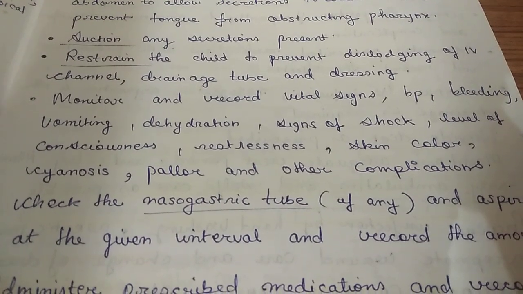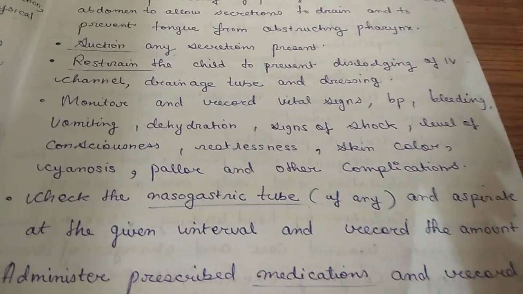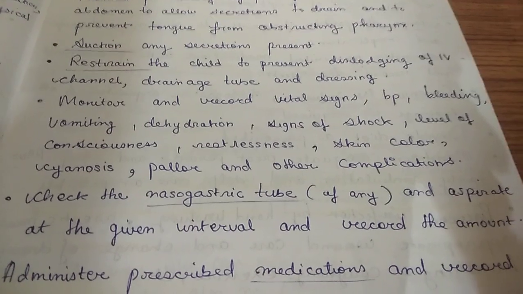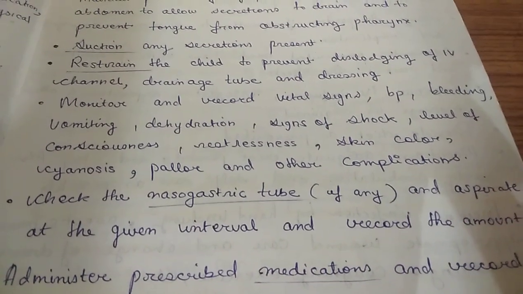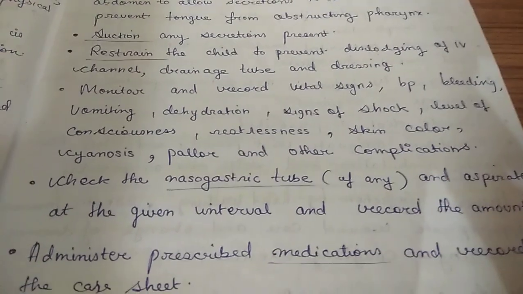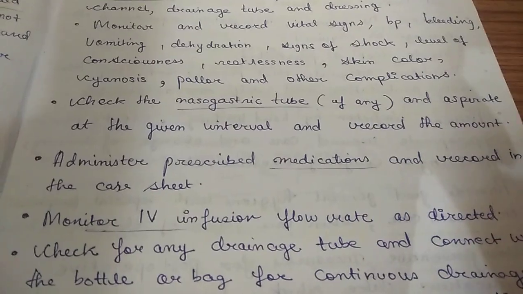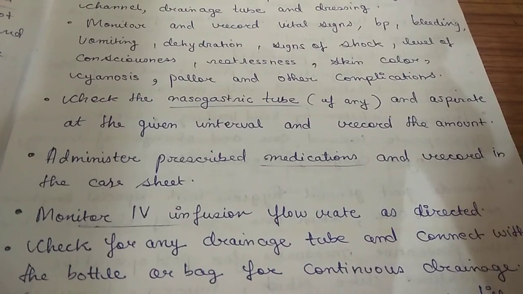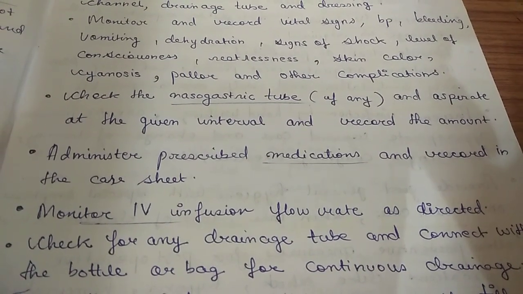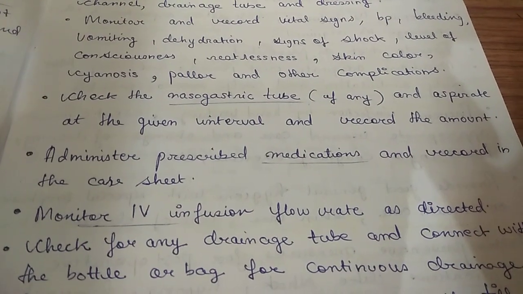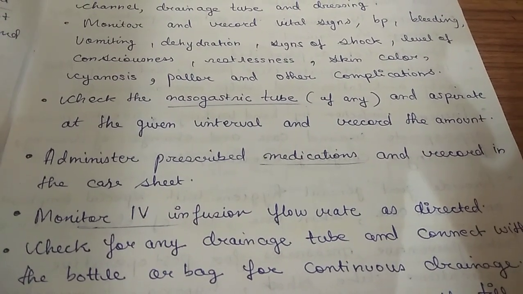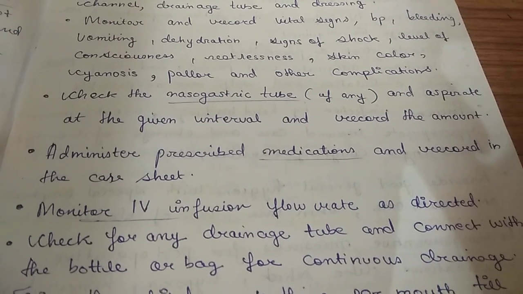And also we will check the nasogastric tube. If any secretions are present, we will suction it, okay, and we will aspirate the content, and also the interval and the amount we will record. Next we have administering of prescribed medications, like post anesthetic or post-operative medications which are given. We are supposed to administer them, and also we are supposed to record it in the case sheet.